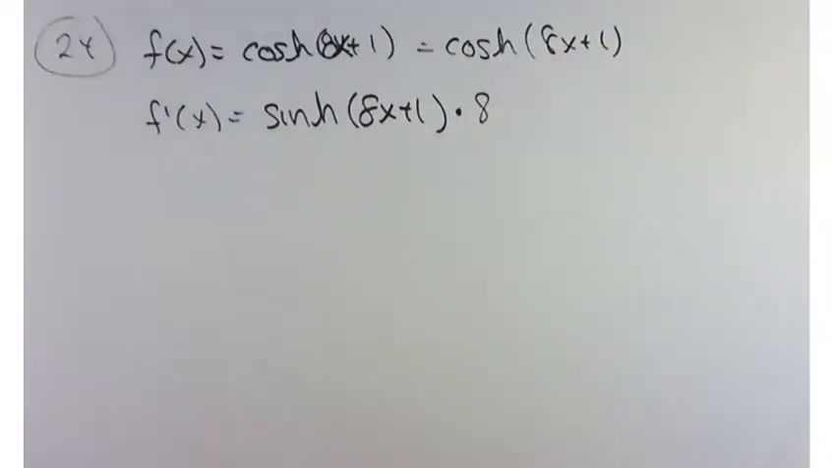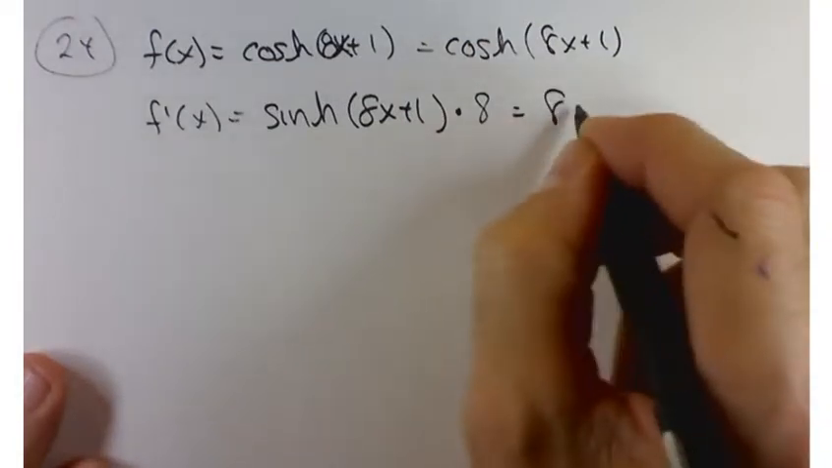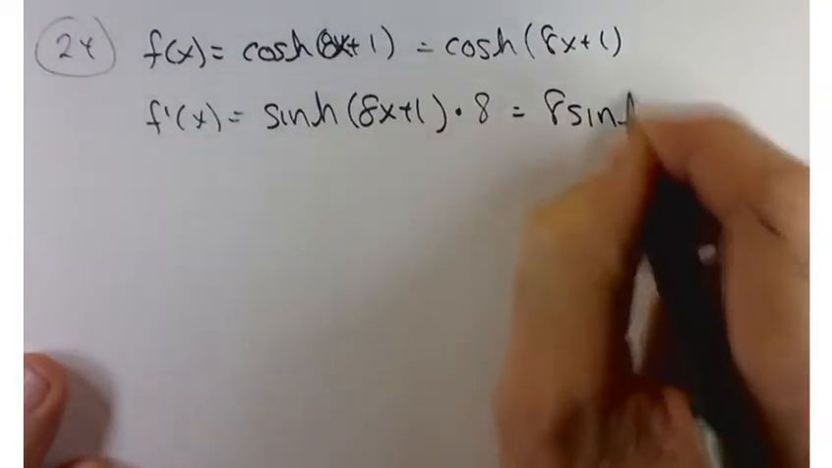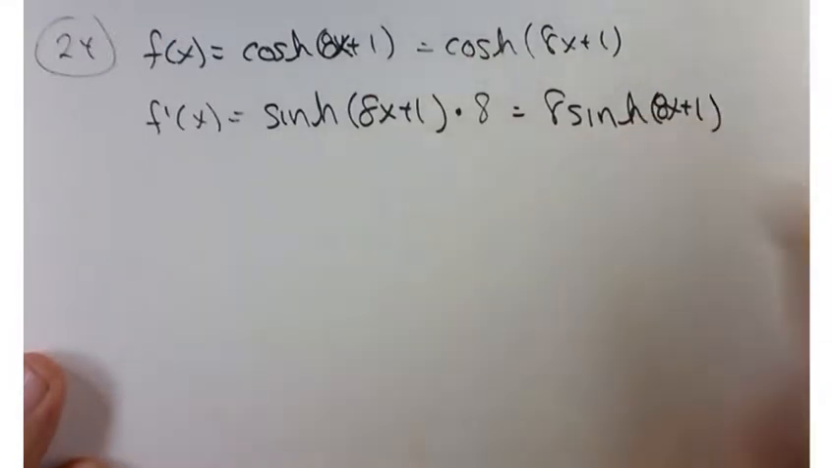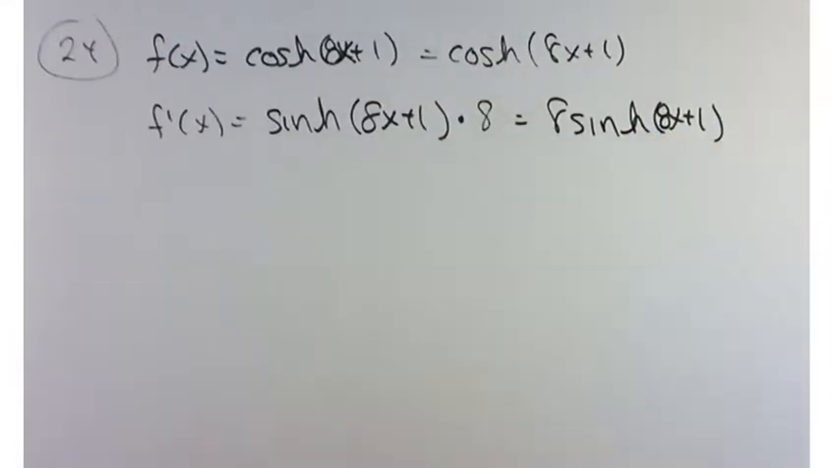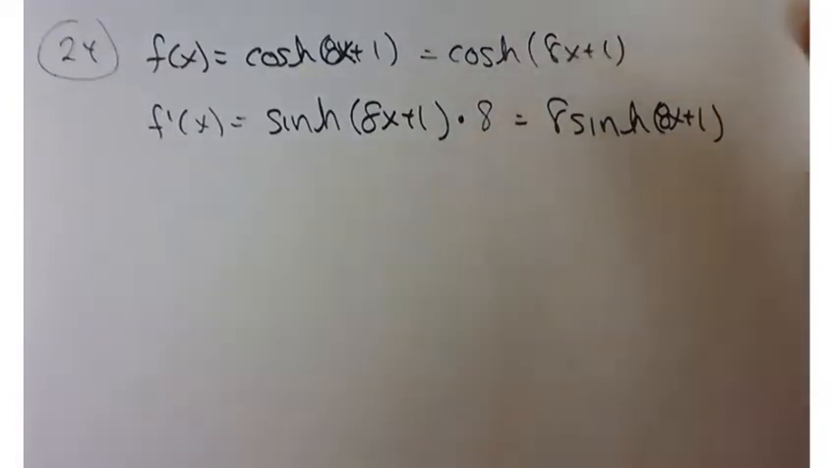Great. And that's it, really, other than just cleaning it up. If you want, put the 8 out in front. 8 sinh of 8x plus 1. Not sure why I want to leave that 8 out of there, but I do. Let's try another one, unless there's some questions on this one. Please make sure you don't differentiate this using the product rule.